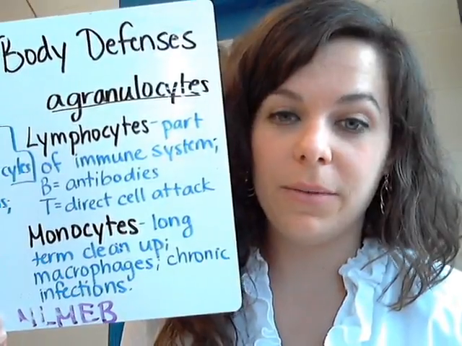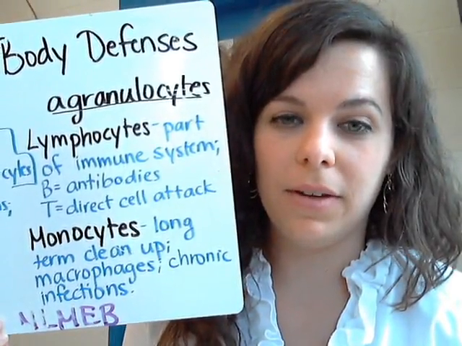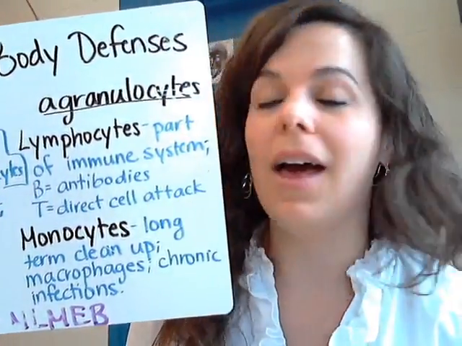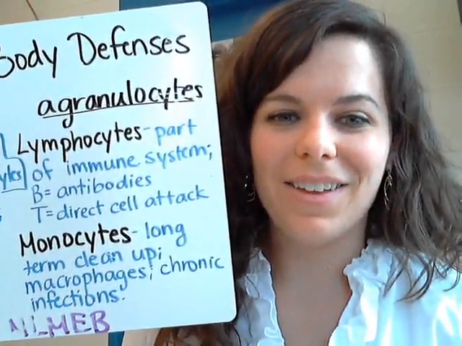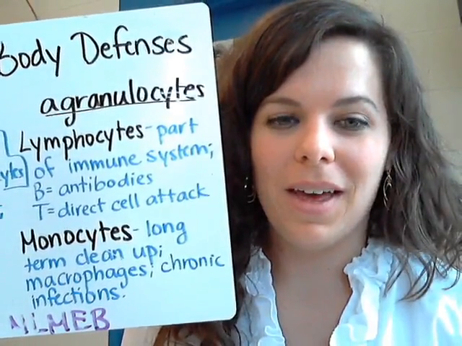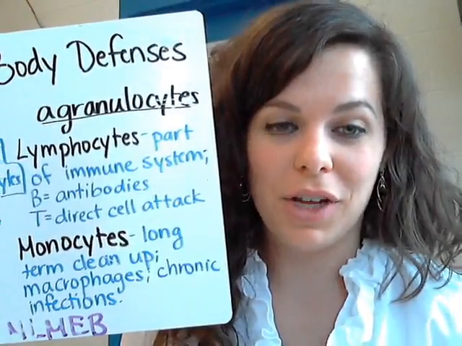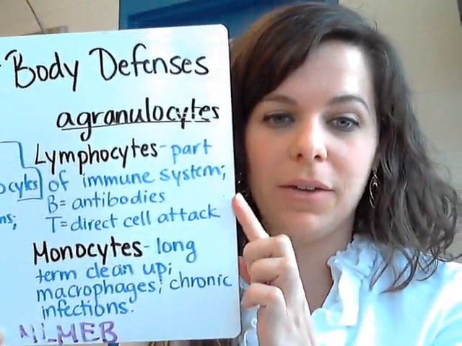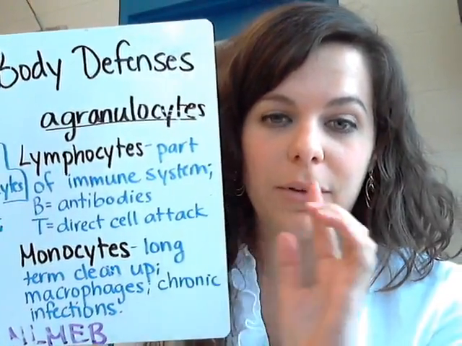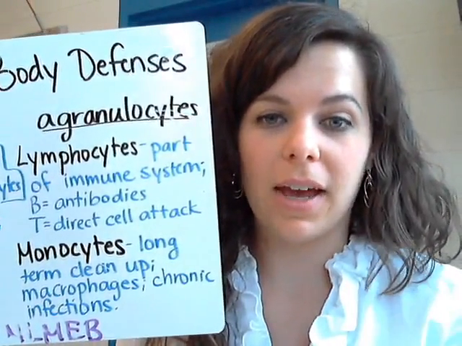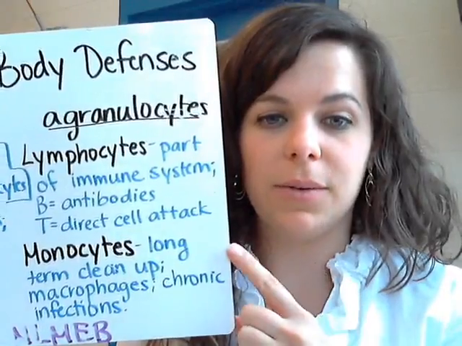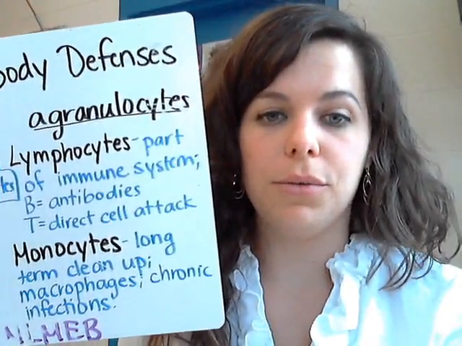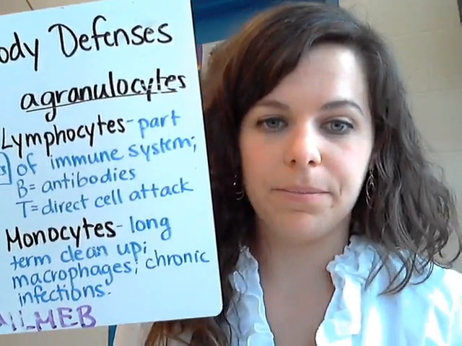So the lymphocytes, we talked about that with thymosin. It's part of the immune system. Thymosin makes the T cells differentiate. So there's two types of lymphocytes, B and T. B creates the antibodies, so it'll create proteins that go and attack invaders, whereas T cells do a direct cell attack. So they actually go to the invader and kill it.